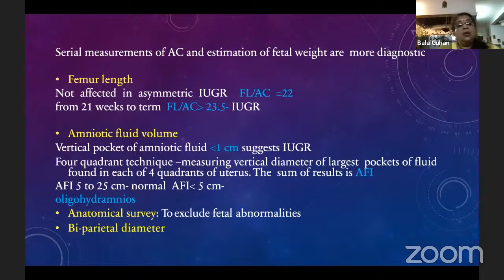growth restriction. The 4-quadrant technique is usually done in the assessment of amniotic fluid index, and usually the AFI of about 5 to 25 is considered normal, and if AFI is less than 5, we should go with caution of oligoamnios, and the causes of oligoamnios should be looked into. Anatomical survey to exclude fetal abnormalities, and biparietal diameter should be checked.